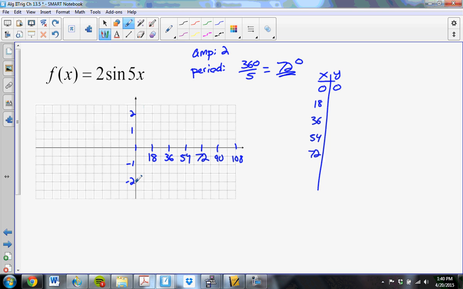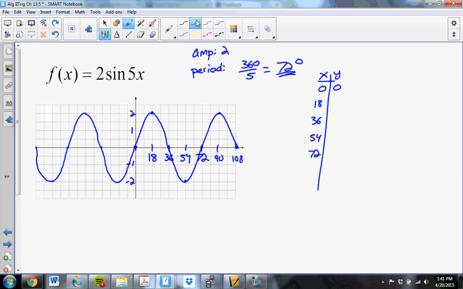So I start at 0, but I immediately go up to 2, and then down, and I go back to the middle, and then down, and then middle, and then up, and then middle. And I'm going to go high, middle, low, middle, high, middle, low, middle. And this sine wave is much taller. It's twice as tall. And there's my sine wave, amplitude of 2, period of 72, so each major point is at every 18 units. I'm counting by 18 degrees.